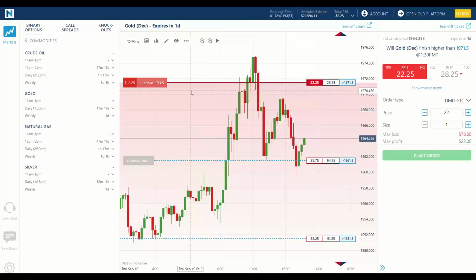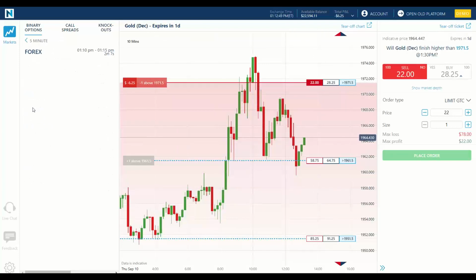Again, I don't have to wait. If this keeps going higher, I can choose to buy it back for a partial loss. I don't have to wait until expiration to see what happens. I can always choose to liquidate a position early.